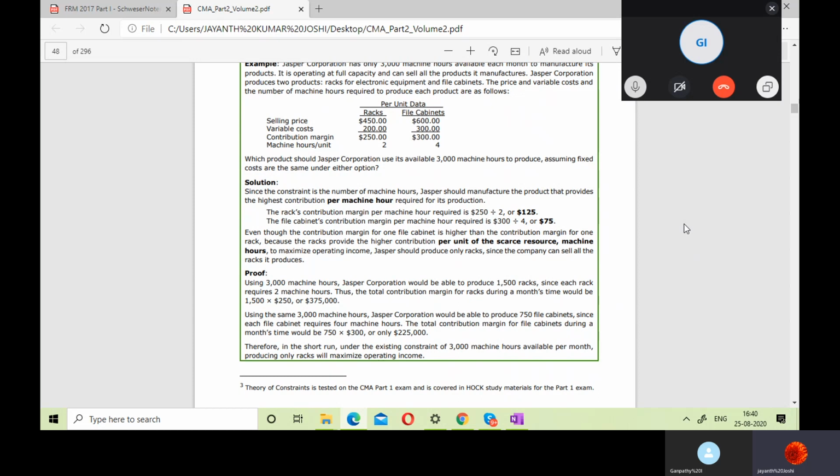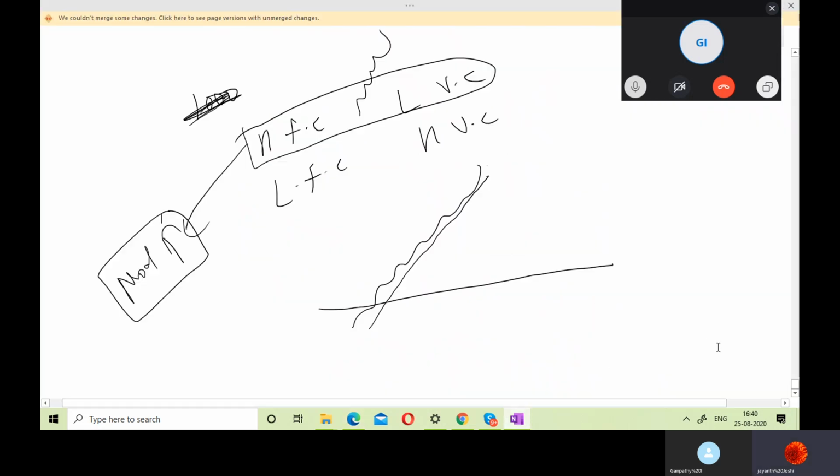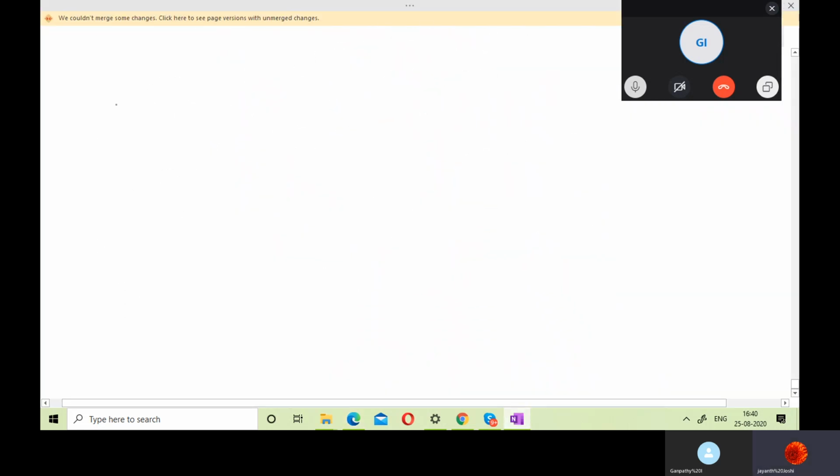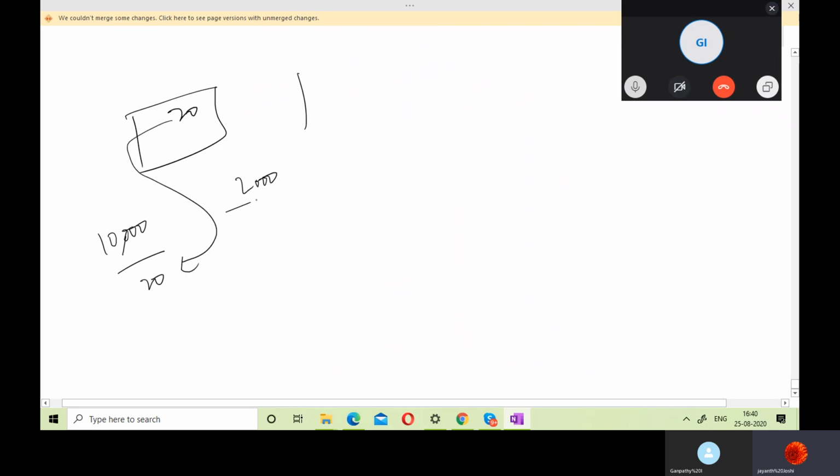To maximize operating income, Jasper should produce only racks since the company can sell all the racks it produces. So the bottleneck resource, for example, here in my academy I can accommodate only 20 students, and that is all the space I have. I have two courses: one course I am charging 10,000 to each student, one course I am charging 2,000 to each student. Now sales and variable cost will not be there in this. So which is giving me more, given the bottleneck resource that only 20 students I can accommodate? So this is giving me more.